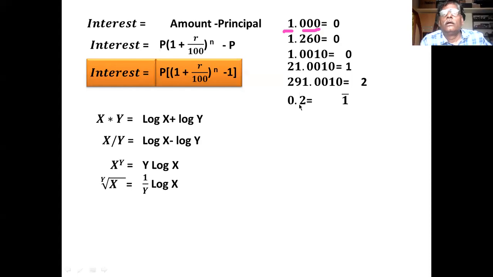So here there is no zero. Therefore, the characteristic is bar 1. Remember this, bar 1. No zero, you add 1. In the above case, you count the digits and reduce by 1. And here, you count the zeros and add 1.